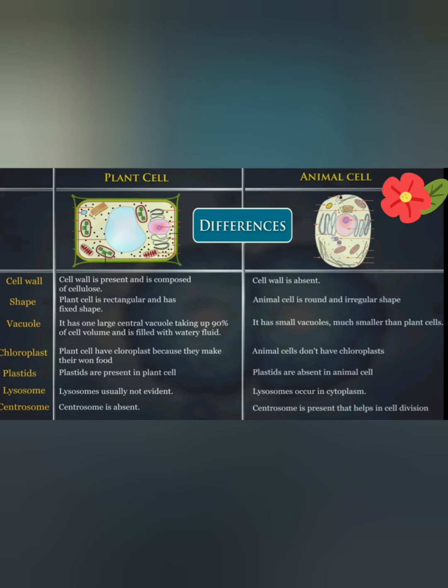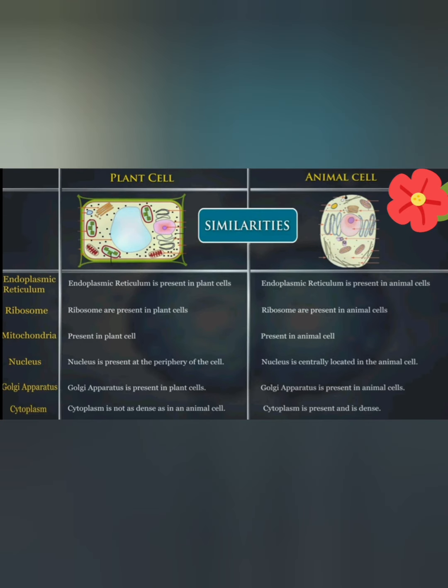Plastids: plastids are present in plant cell. Plastids are absent in animal cells. Lysosomes: lysosomes are usually not evident in plant cells. In animal cells, lysosomes occur in cytoplasm. Centrosome is absent in plant cell, and centrosome is present in animal cell, which helps in cell division. Now, let us take a look at the similarities between the plant cell and animal cell. Endoplasmic reticulum is present in plant cell and is present in animal cell. Ribosomes are present in plant cell and also in animal cells.